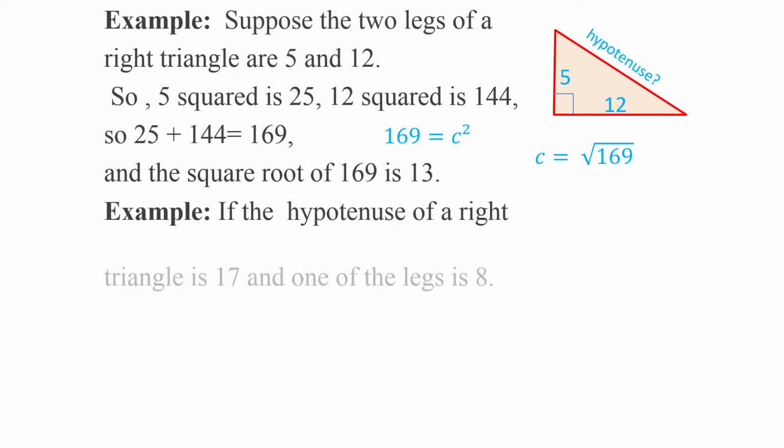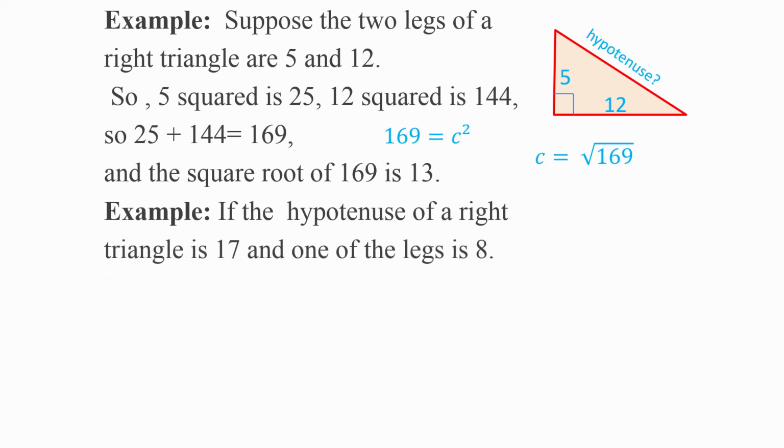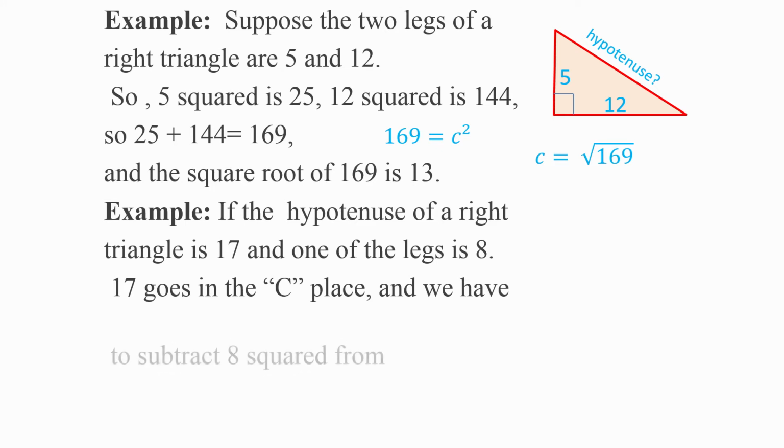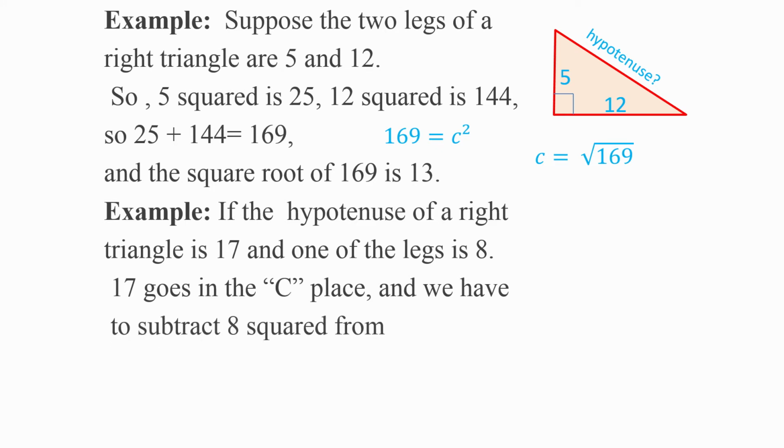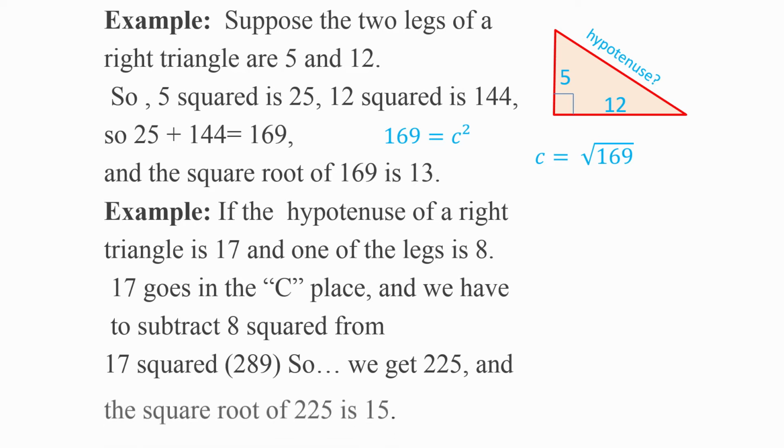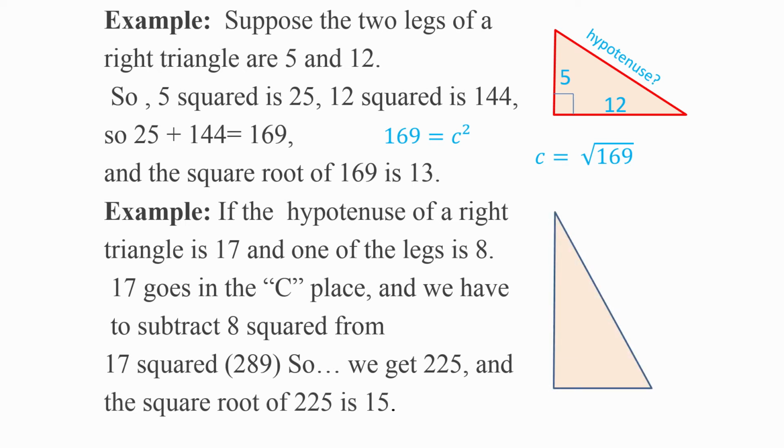Suppose the hypotenuse of a right triangle is 17, and one of the legs is 8. Well, now we have the equation 17 squared equals 8 squared plus b squared, the other side. So now we have to subtract 8 squared from both sides of this equation, and we get 17 squared minus 8 squared equals b squared. If you do that on your calculator, you're going to get b squared equals 225. And when you take the square root of both sides, you have b equals 15.